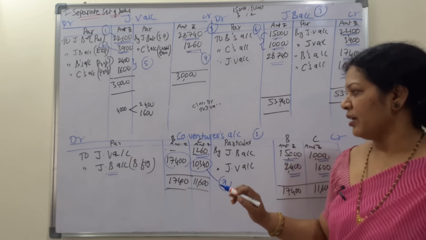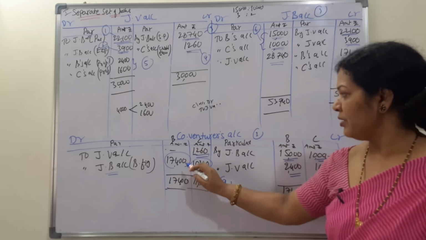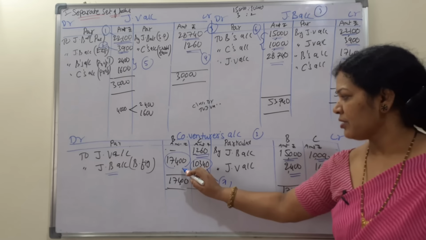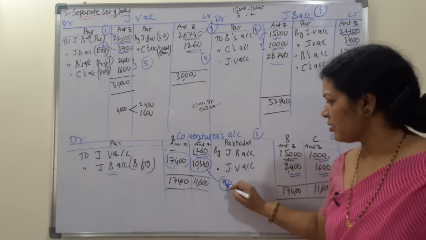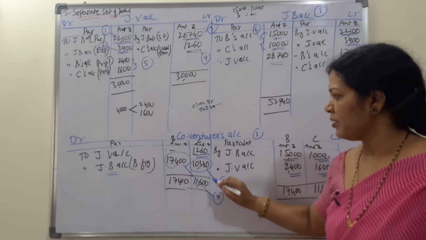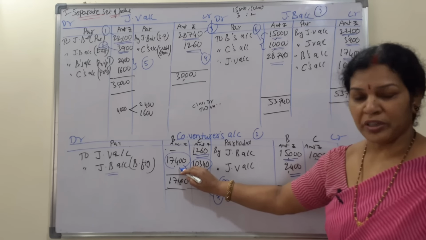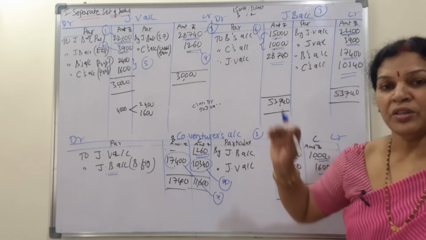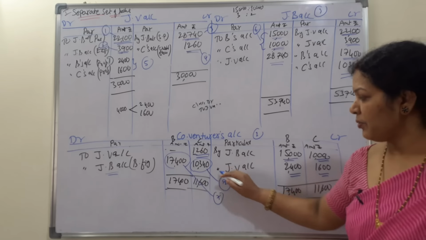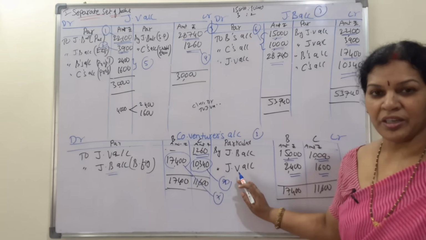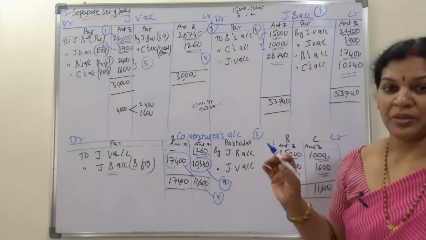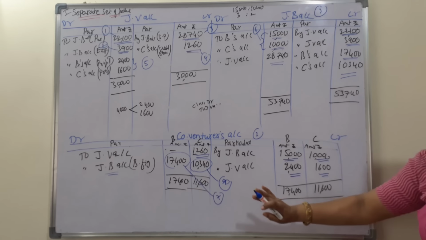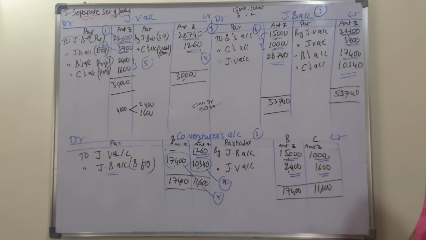B's account debtor, 17,400 to joint bank account. This is the 7th entry. B's account debtor to joint bank account 17,400, being balance amount transferred to joint bank account. And for this, C's account debtor to joint bank account, being balance amount transferred to joint bank account. That's all. So in total we got 8 entries.